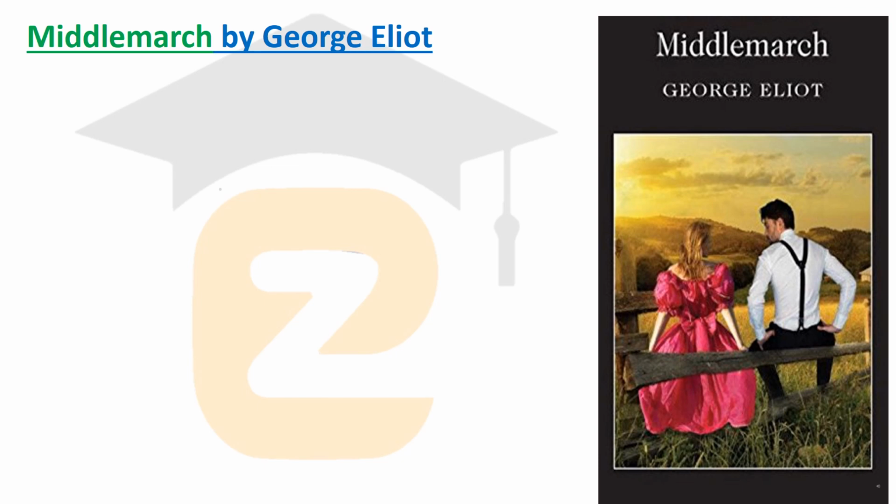Another important novel of English literature, Middlemarch, was written by George Eliot. This was her pen name, and the real name of George Eliot was Mary Ann Evans. She wrote English novels under the name of George Eliot, and this is the picture of the novel Middlemarch.